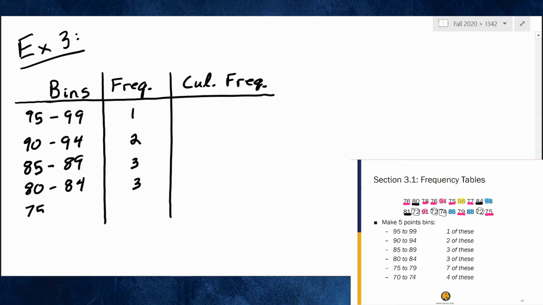And then 75 to 79, we had 7 of those. And then 70 to 74, and there was a total of 4 of those.